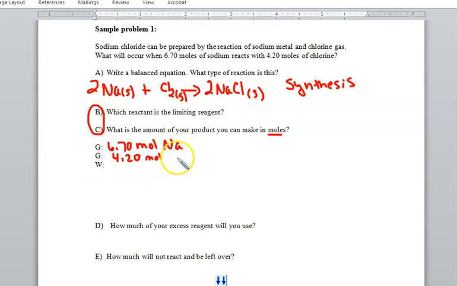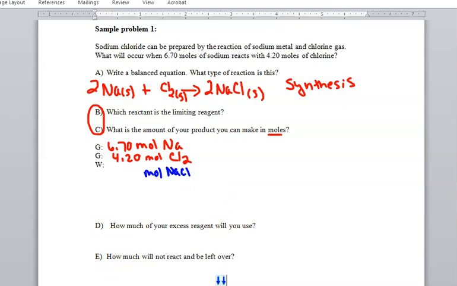So this is how you know you have a limited reagent. You've got two given numbers and they're both on the reactant side. So you've got two numbers, both reactants. Limited reagent problem. And then the question's asking me to find what is the amount of product you can make in moles. So I'm going to go ahead and switch colors to moles, and it is NaCl.